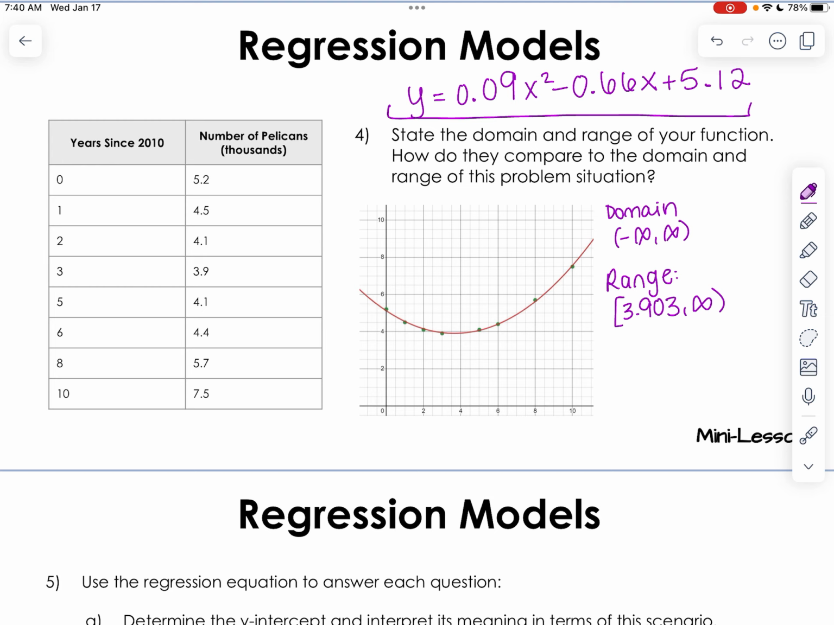Now, how do they compare to the domain and range of this problem? The domain of this problem would be from 0 to 10. The range here, well, if I look at the range in y values, we're going to go from low to high. So the lowest value we have is 3.9.